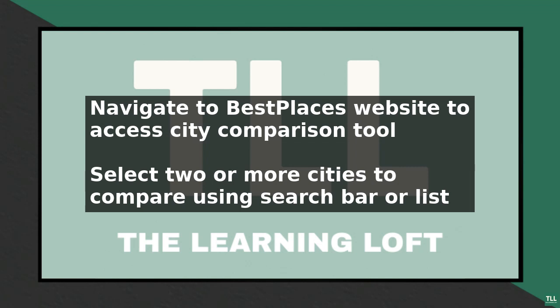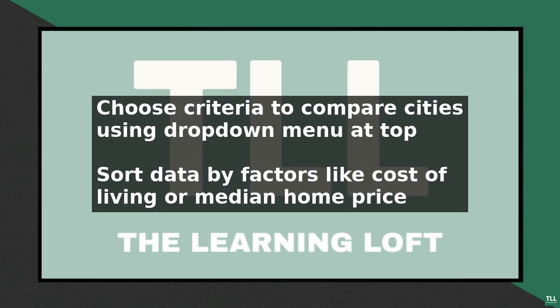To begin, navigate to the Best Places website and select the City Comparison tool. You will be prompted to choose two or more cities to compare, which can be done by typing the city names into the search bar or selecting from a list of popular cities. Once you have selected your cities, you will be taken to a comparison page that displays a wide range of data, including demographics, housing, transportation, and crime statistics.